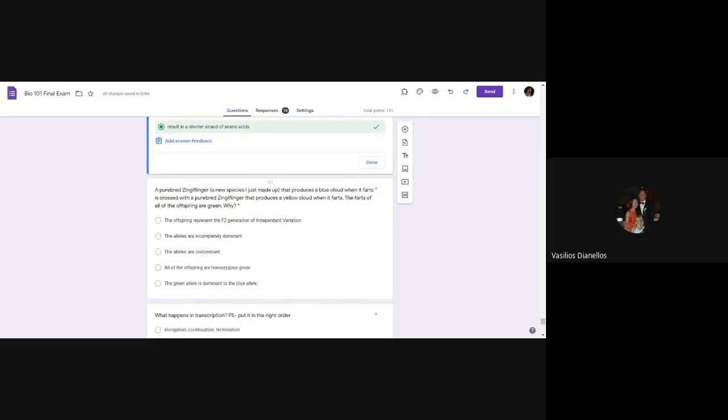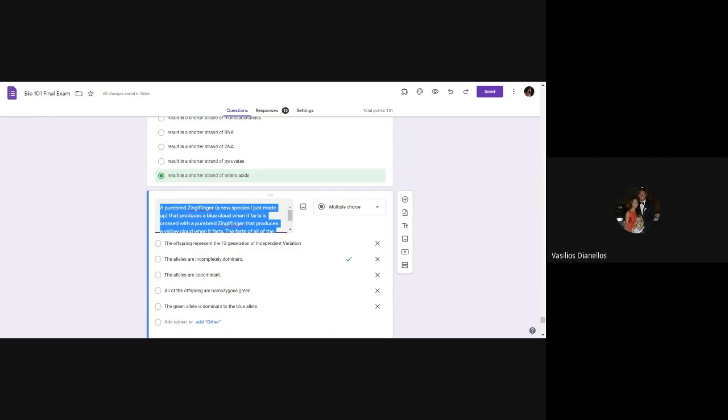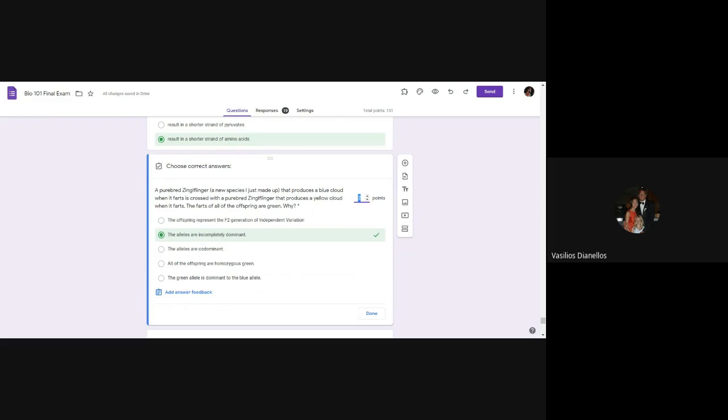All right, a purebred zingleflinger, which is a species that I just made up, produces a blue cloud when it farts, and it's crossed with a purebred one that produces a yellow cloud when it farts. So the farts of all the offspring are green. Why? Well, if you mix blue and yellow, you get green. That would be an example of incomplete dominance. If it was codominant, you would have both. You would have blue and green. But here we're talking about them mixing.